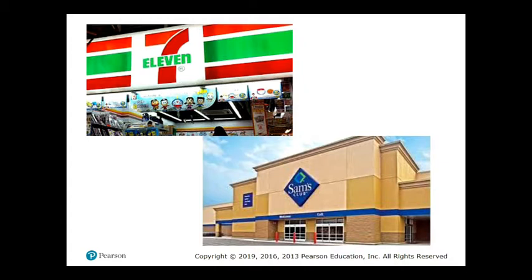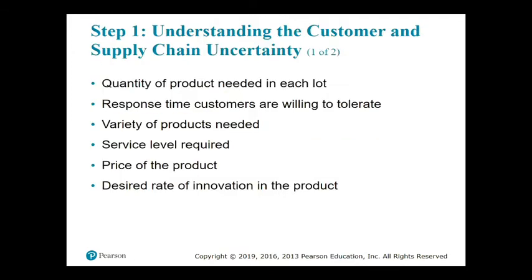One is convenience, like if you're a parent and you have a child in diapers, you can run out real quick and go to 7-Eleven. And one is in bulk. If you're a parent that's trying to plan ahead, you probably have a closet full of diapers that you got from Sam's Club. Right. So 7-Eleven is branding convenience, whereas Sam's Club is most likely branding cost efficiency. So, in achieving strategic fit, we need to understand the customers and supply chain uncertainty.